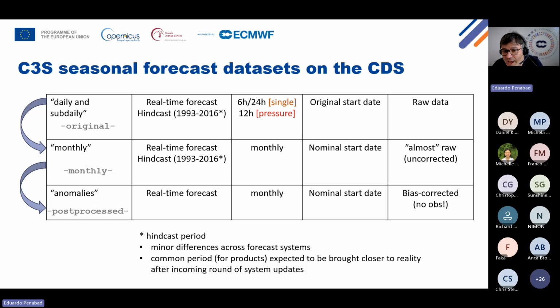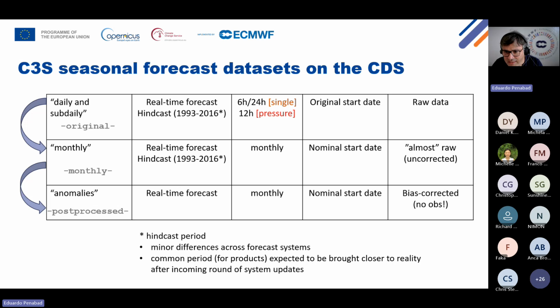So as I said, the anomalies data set is the only one where there's some sort of bias correction. By design, we have removed here the mean bias from the forecast by simply comparing them to their own model climate. So no observations are involved in that bias correction. And that's a summary of those data sets.